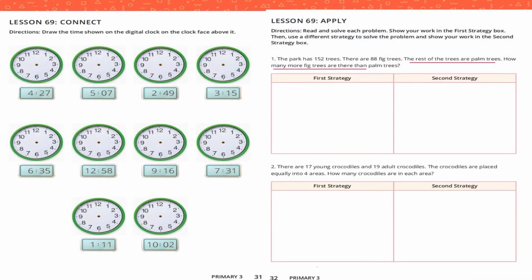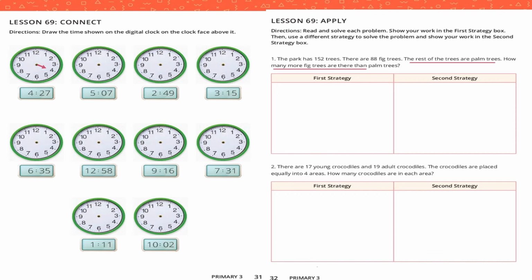Now let's solve in our math book. Lesson 69, the connect part. Draw the time shown on the digital clock on the clock face above it. I have here a digital clock and an analog clock. Here I have in hours 4, so the short hand will refer to 4 because the short hand is referring to hours. I have here 27 in minutes.